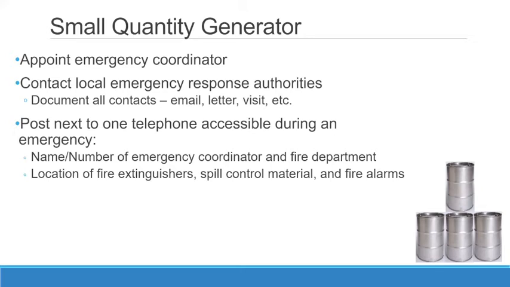And then I need to post next to my telephone, which I know they're becoming less common, but if you have a telephone, you need to have emergency contact numbers. So you need the name and number of the emergency coordinator and the fire department, and the location of fire extinguishers, spill control materials, and fire alarms in my central accumulation area.